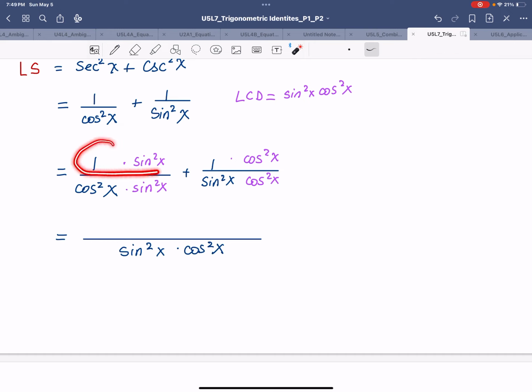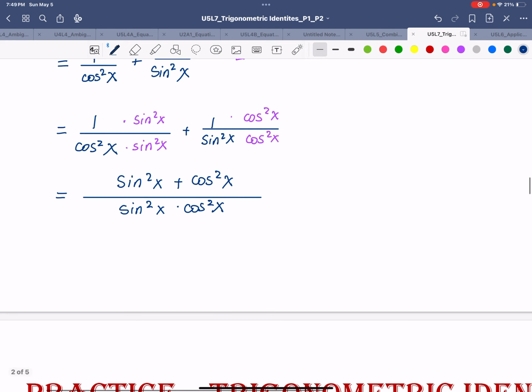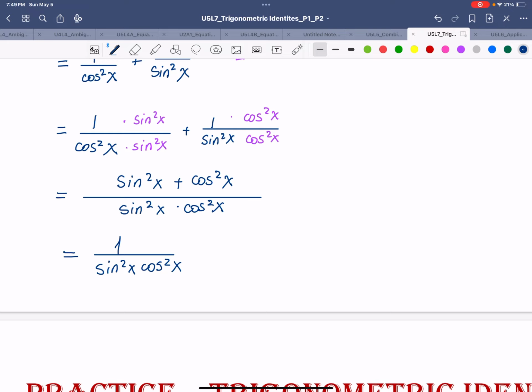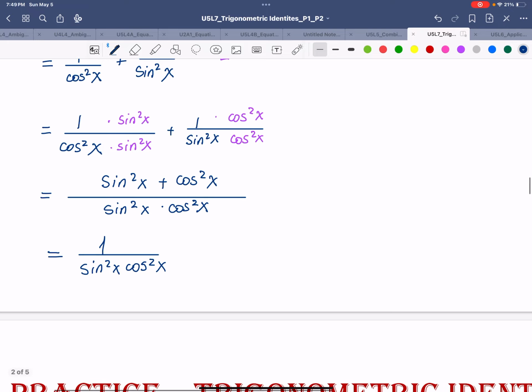And the term that we have in the first fraction is 1 times cosine squared, which is cosine squared. And the term in the second fraction is sine squared, so plus sine squared x. Sine squared and cosine squared are joined by the Pythagorean identity, so they equal 1. And then the denominator has sine squared x cosine squared x. It seems that that's all I could do to simplify the left side.